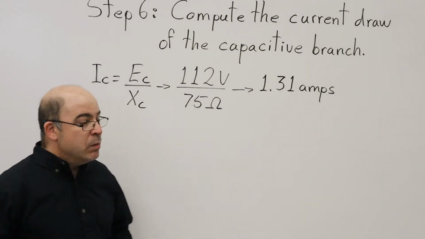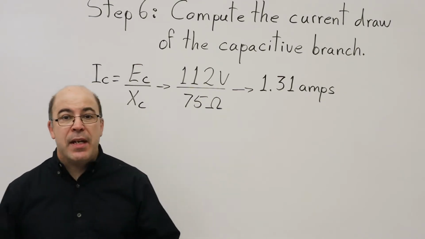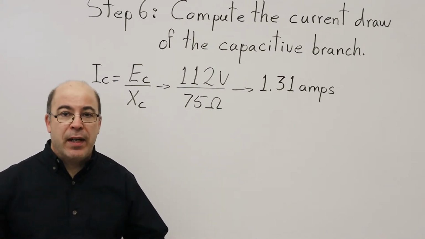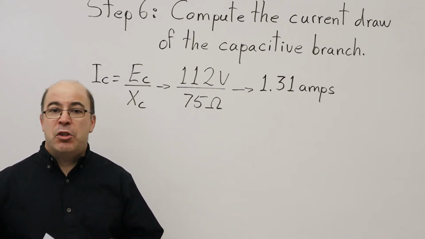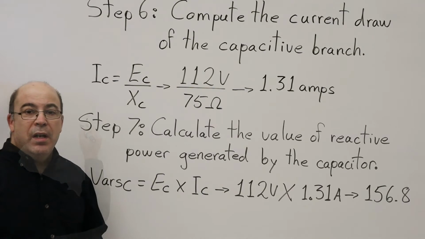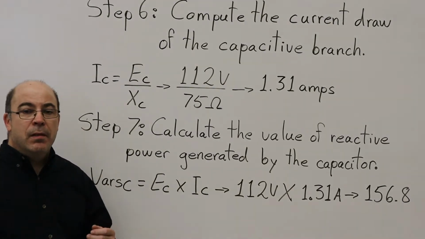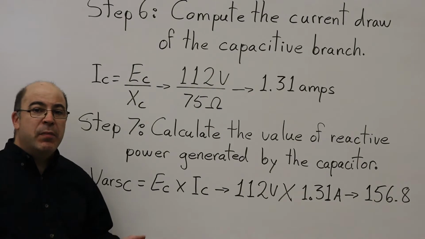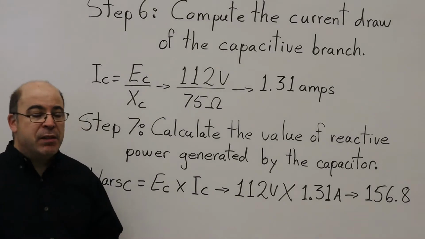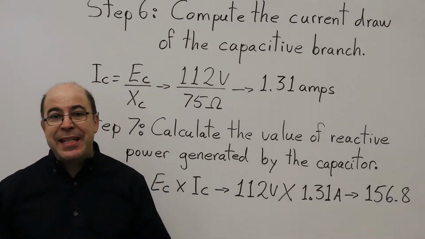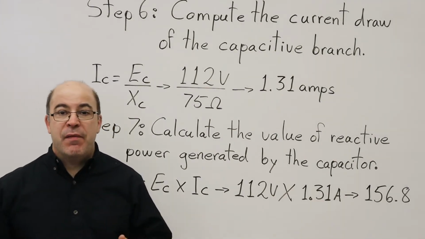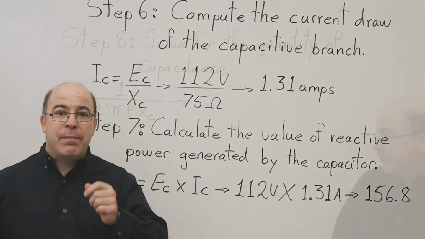Now, I'm going to move on to step 7, which is going to be calculating the amount of reactive power that my capacitors are going to generate. Remembering that capacitors generate reactive power, inductors absorb it. We've got the value of voltage, which was 112 volts, multiplied by the current, which we had just previously calculated, of 1.31 amps. That gave us, as a result, 156.8 volt amps reactive of power. Now, I'm going to proceed to calculate the value of capacitance, so I'm going to be right back.